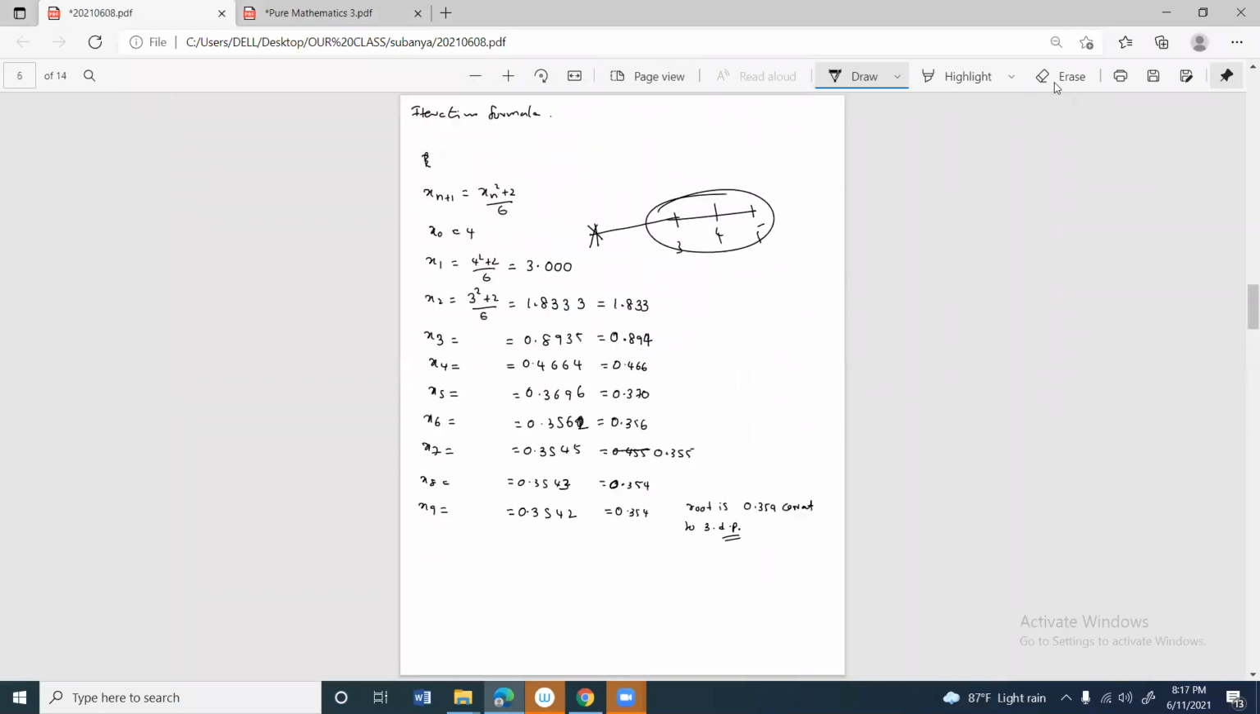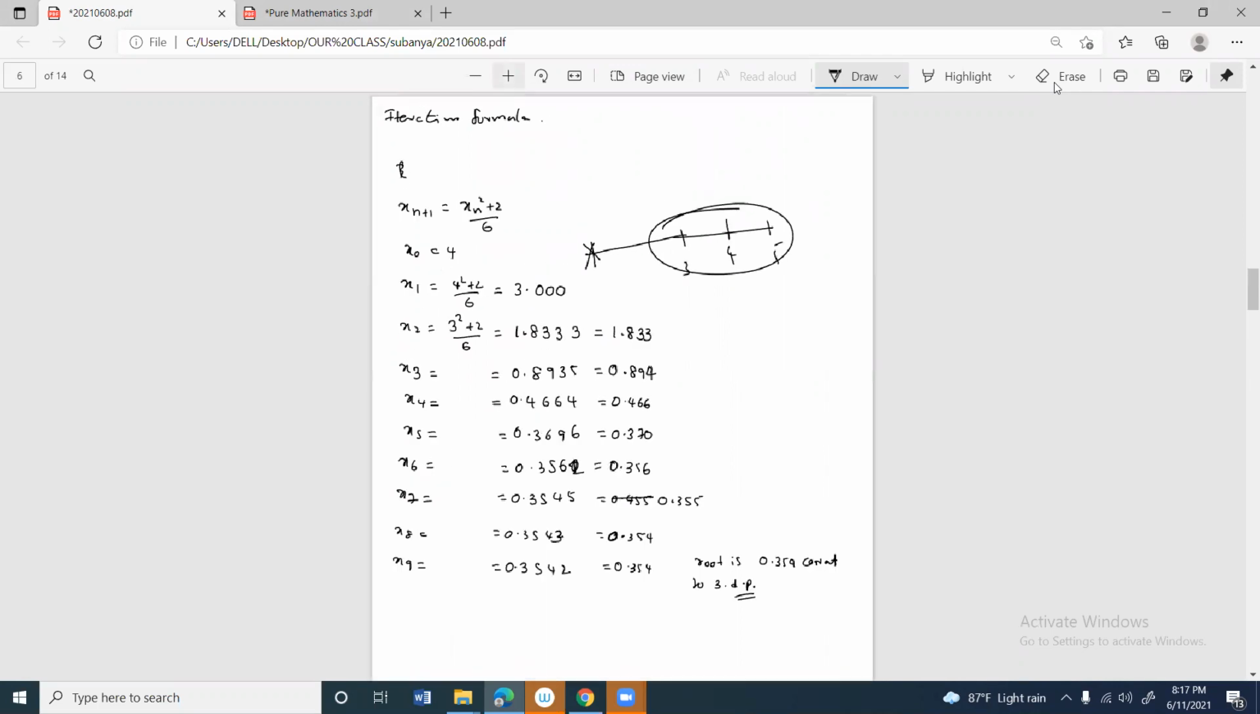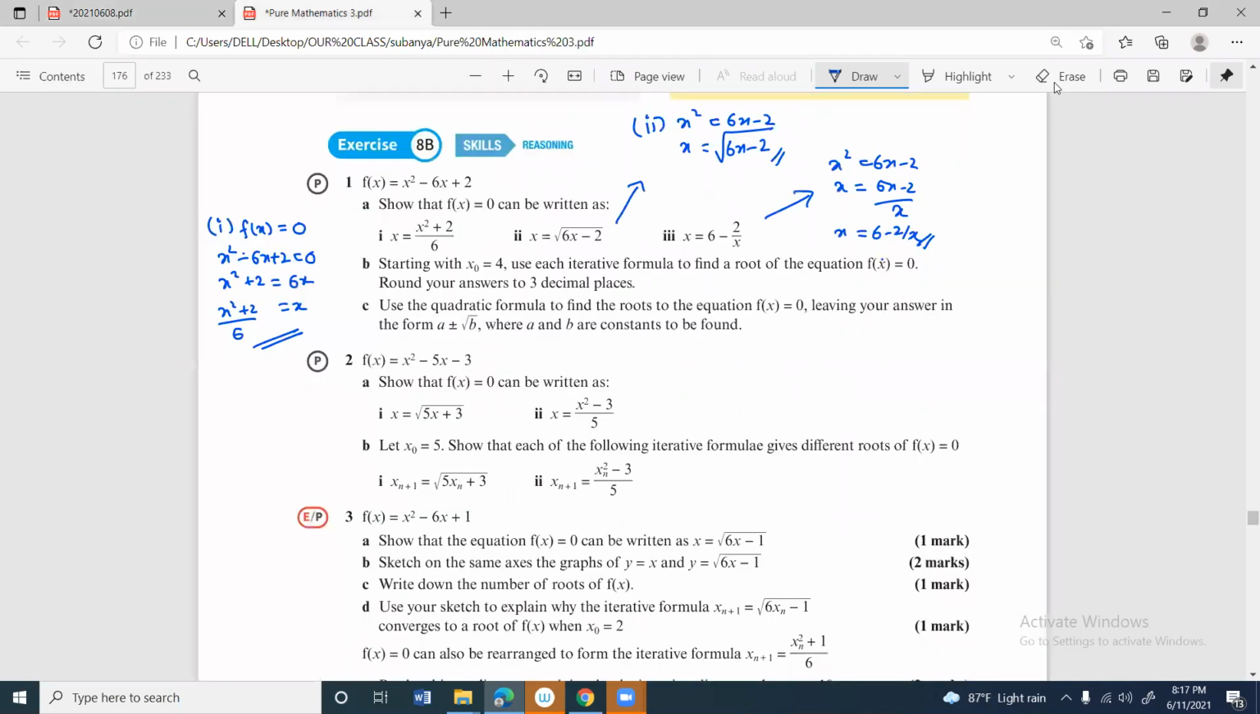Right, now for the first iterative formula we started with x_0 equals 4. Now let's see what happens if you use a second iterative formula. The second iterative formula is x equals the square root of 6x minus 2.